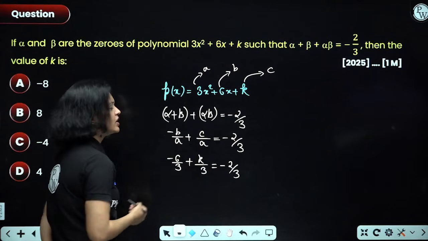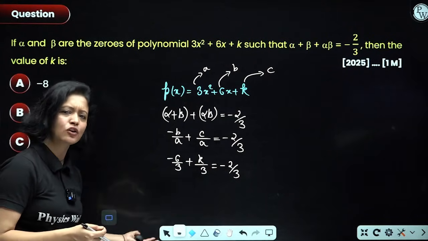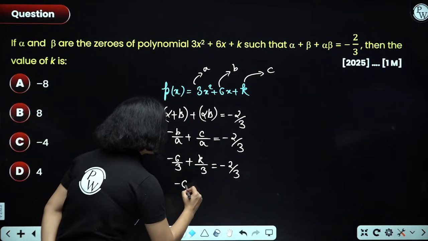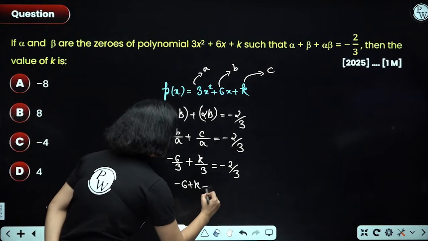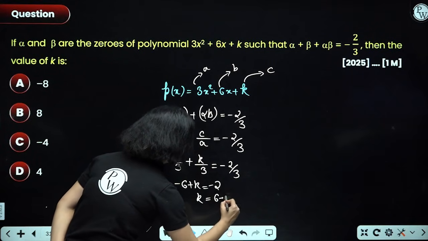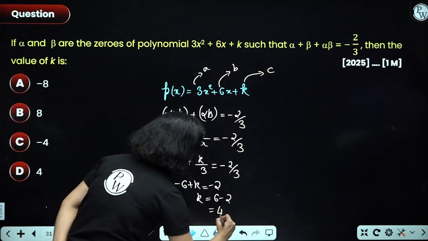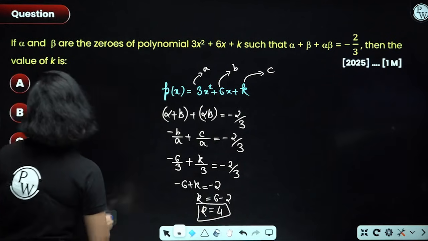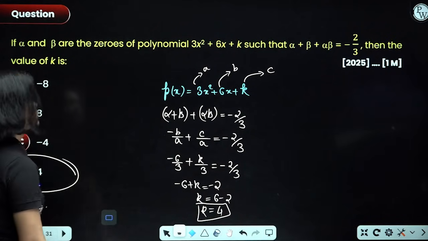You can cancel 3 from all the sides because on left hand side also 3 is there, on right hand side also 3 is there. So finally you will get minus 6 plus k is equals to minus 2. From here you get k is equals to 6 minus 2, which is equals to 4. So k is equals to what everyone? 4. So the correct answer is option number D.